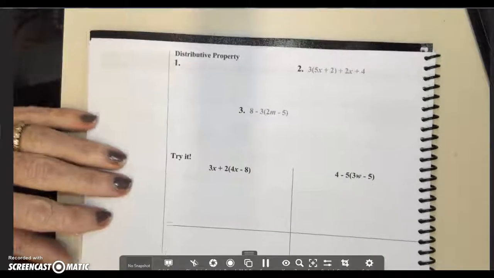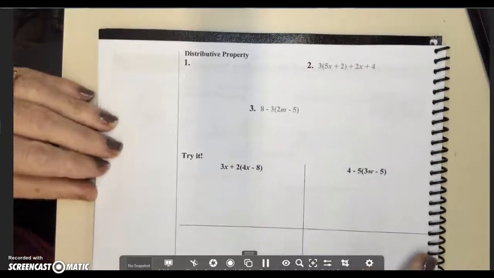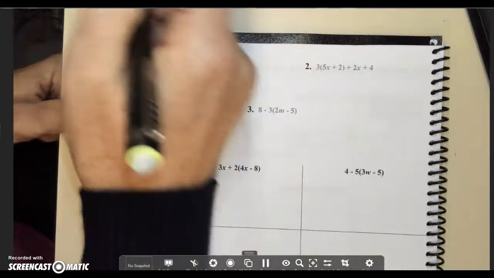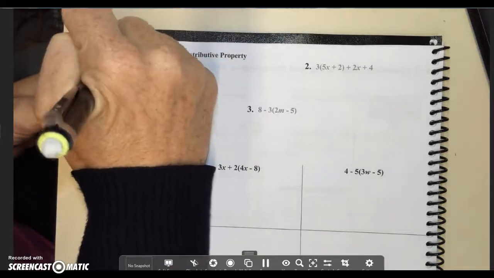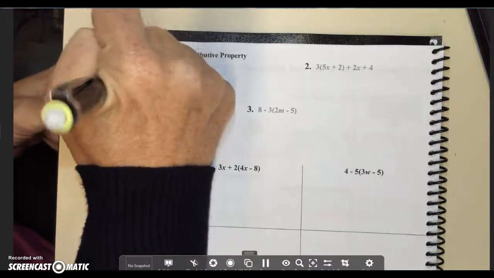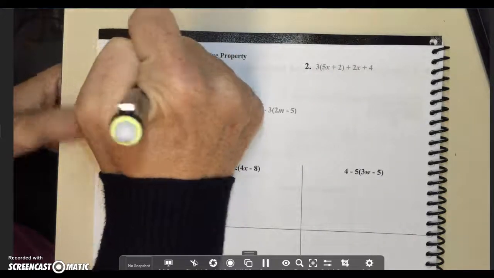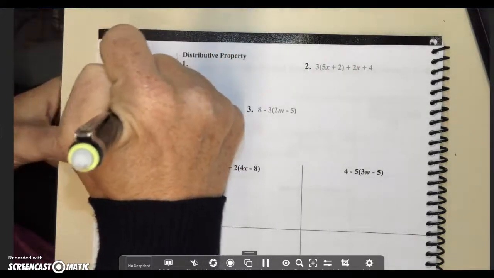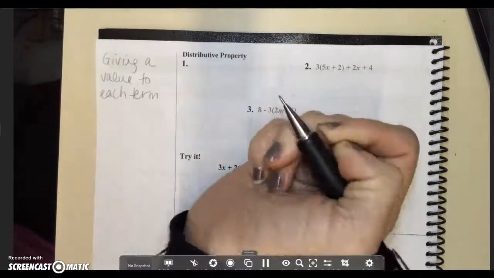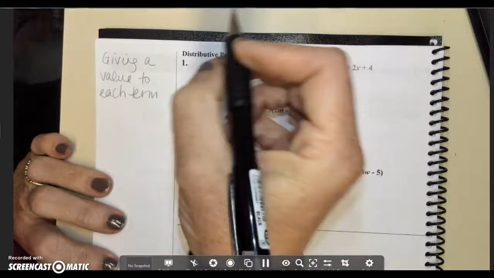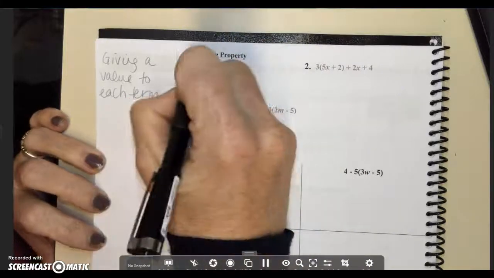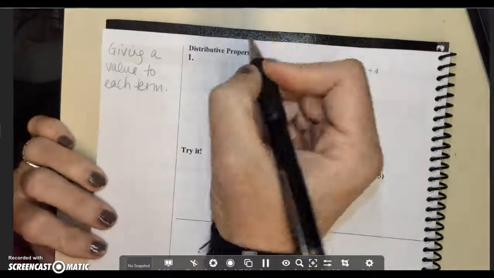Right, so now we're going to work on distributive property. Distributive property just means that you are giving a value to each term. And you're doing that by multiplication. Okay? And you have different ways you can do that too. So I'm going to show you a couple of different ways.